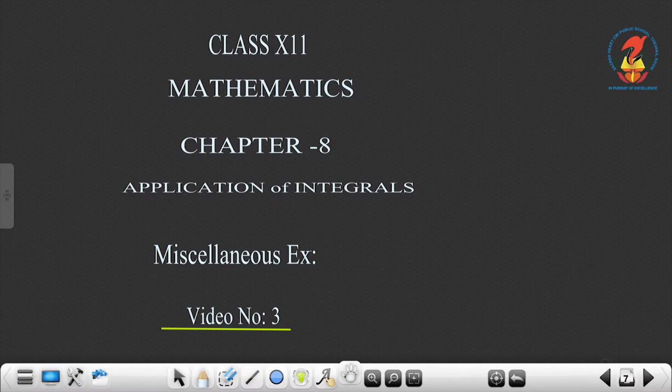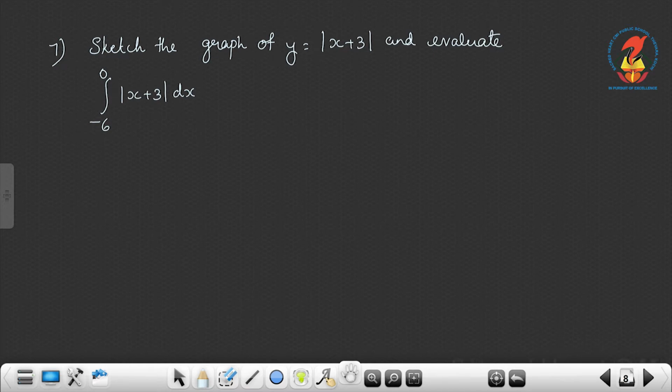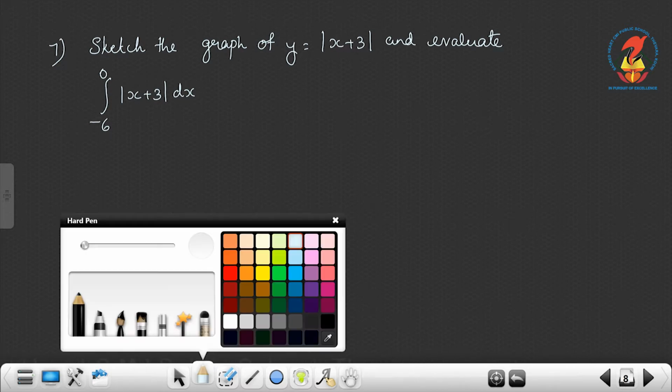Next we can do miscellaneous exercise. The first one: sketch the graph of y is equal to mod x plus 3 and evaluate the integral from minus 6 to 0 of mod x plus 3 dx. So first we have to sketch the graph y is equal to mod x plus 3.